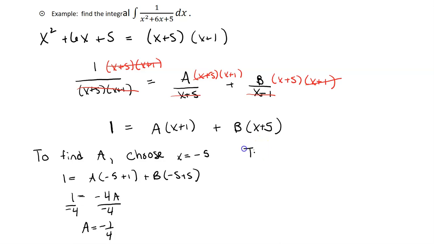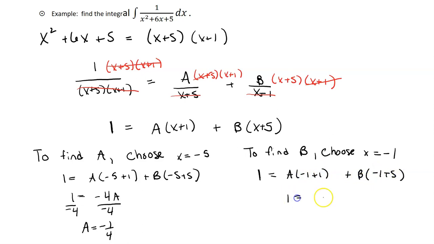Now I want to find B, and I'm going to do something very similar. I'm going to choose x equals -1. I can choose this because this has to work for all real x for which this function is defined. So I'm going to choose x equals -1, and I'm going to have 1 equals A times (-1 + 1) plus B times (-1 + 5), and I get 1 equals 4B, or B equals 1/4.